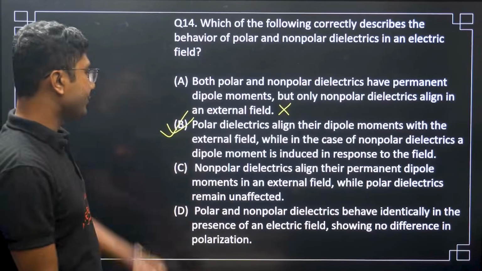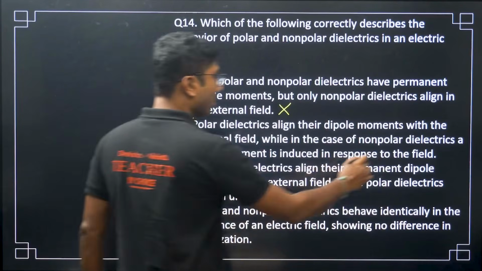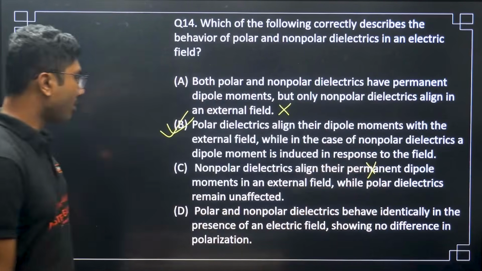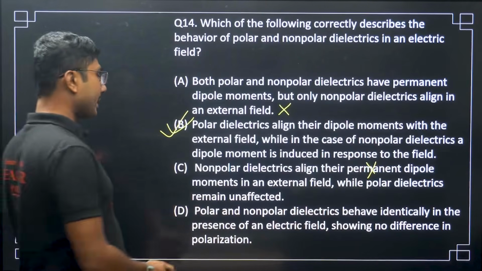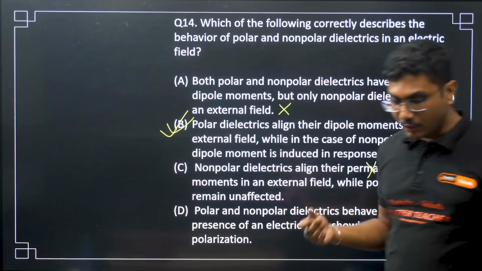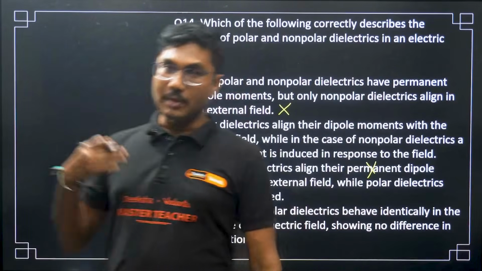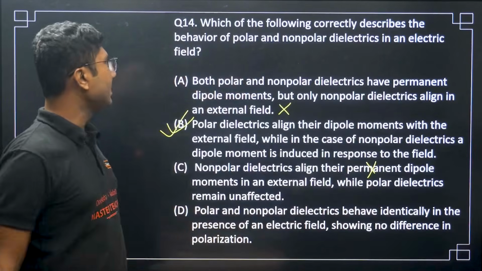You can check the other options as well. Non-polar dielectrics align the permanent dipole moment, but non-polar does not have a permanent dipole moment, so this is wrong. Polar and non-polar dielectrics behave identically, this is also not correct. Polar molecules do have a permanent dipole moment, whereas non-polar molecules develop a dipole moment in the presence of an external electric field, so option B is correct.